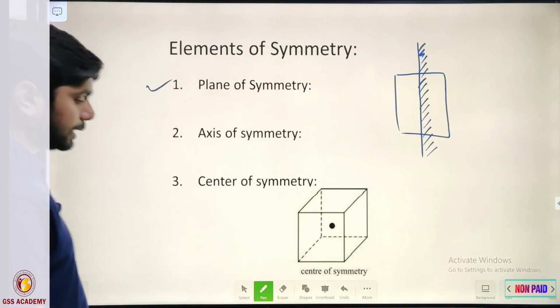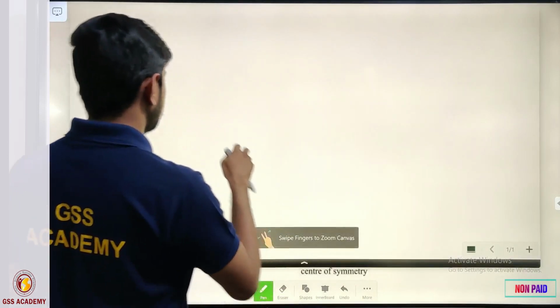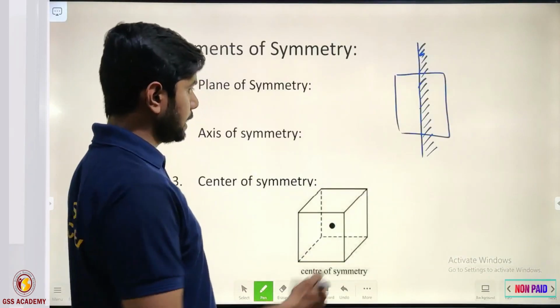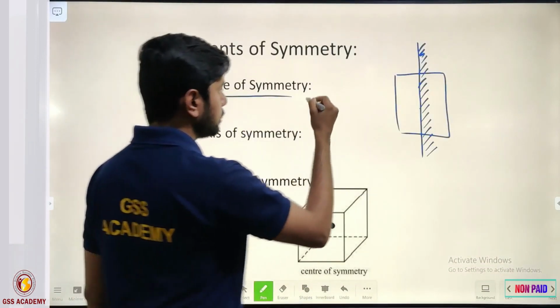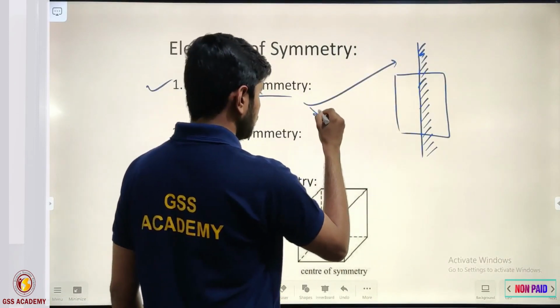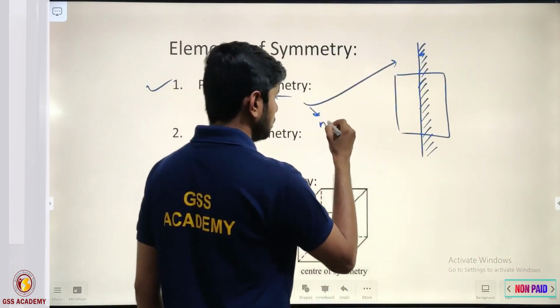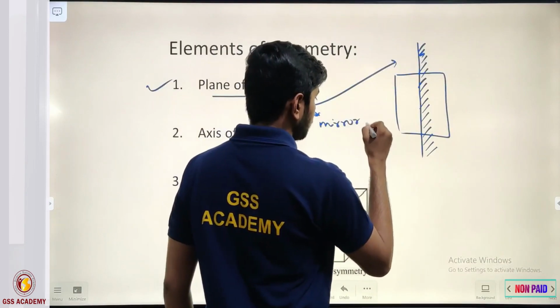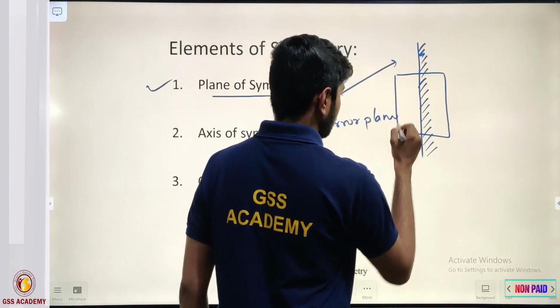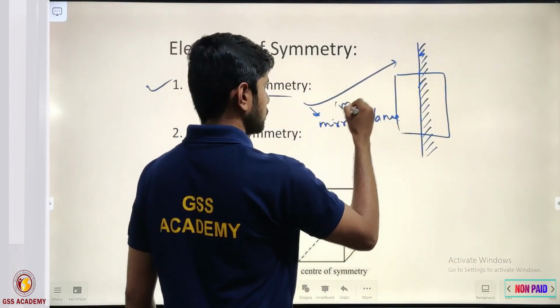And how are we representing the plane of symmetry of a crystal? As we can see, the plane of symmetry is also considered a mirror plane, so we can also call it a mirror plane. Okay, and the notation is small m.